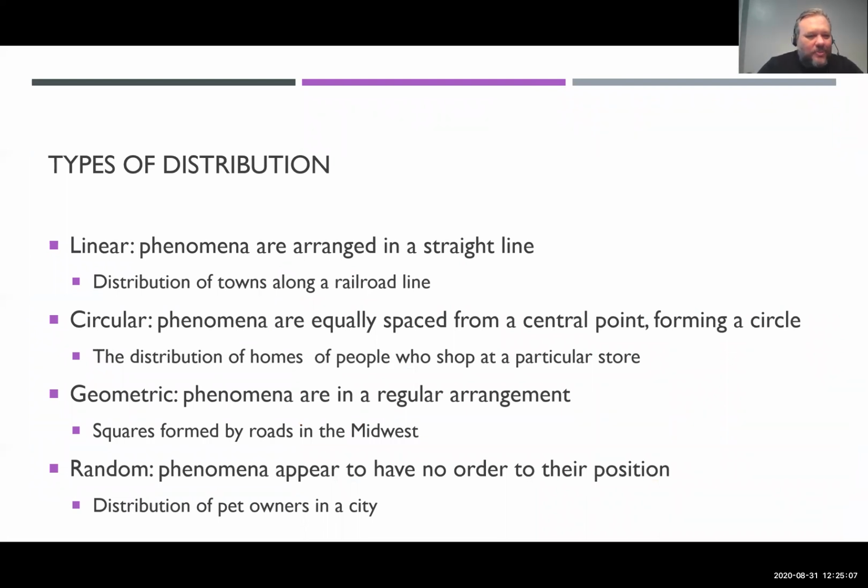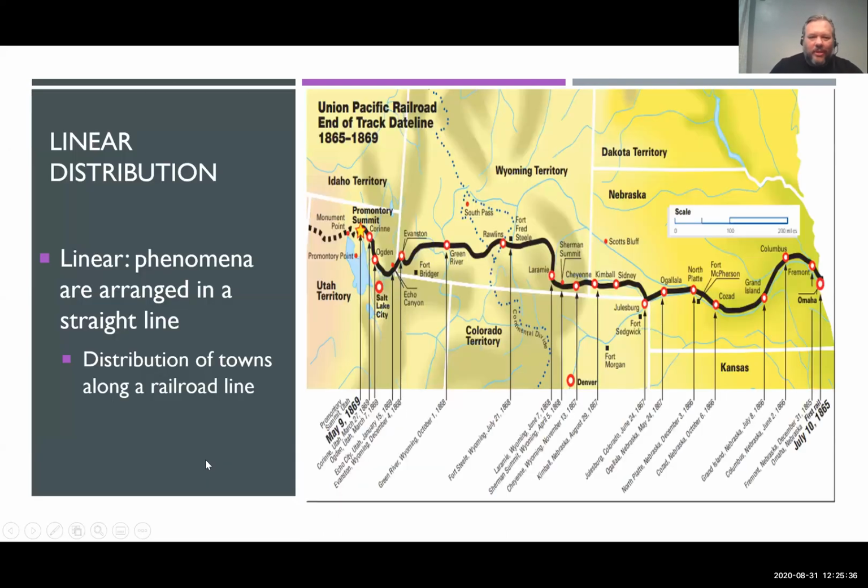So types of distribution. We do have different types of distribution. One is linear, obviously in a line. Towns that go along a railroad line would be considered that. A circular distribution is if we have a central place here, and then the distribution flows like that. We'll look at an example there in just a second. Geometric would be some type of pattern. So squares formed by the roads, that would be, if they followed that township and range. And then just random, where do the pet owners live?